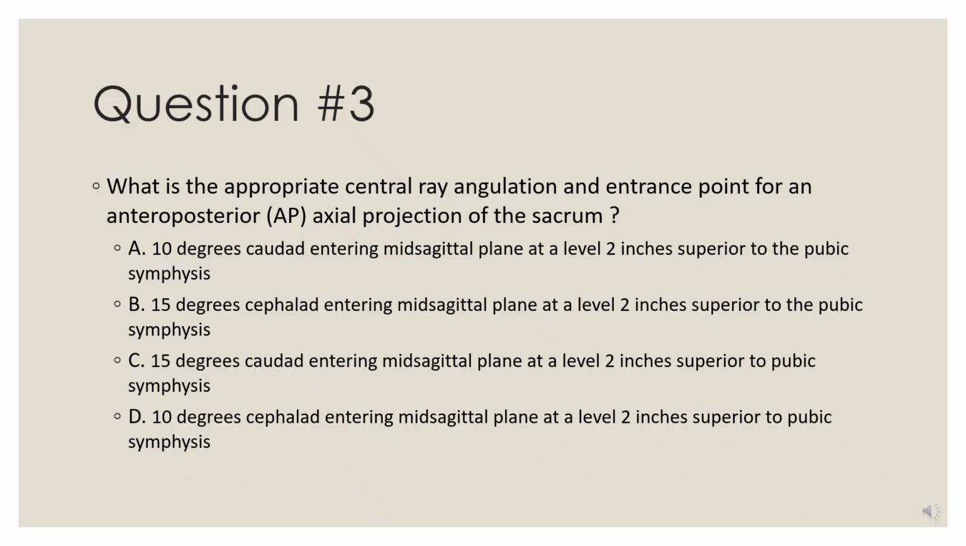Question 3 is, what is the appropriate central ray angulation and entrance point for an AP axial projection of the sacrum? This, again, you're just having to make sure that you're paying attention to what position it's telling you it's going to be in. So it's going to be an AP axial. So you know it's going to be 15 degrees cephalad. So you can go ahead and mark out A, C, and D. A would be an AP coccyx. C would be a PA axial sacrum, and D would be a PA axial coccyx.